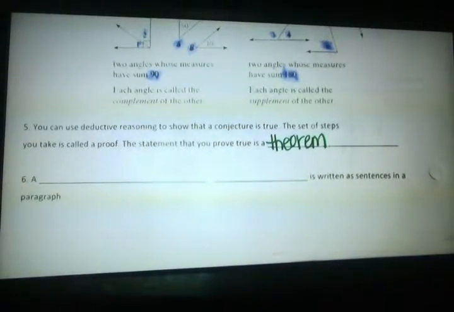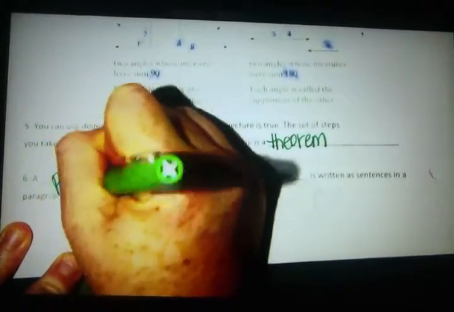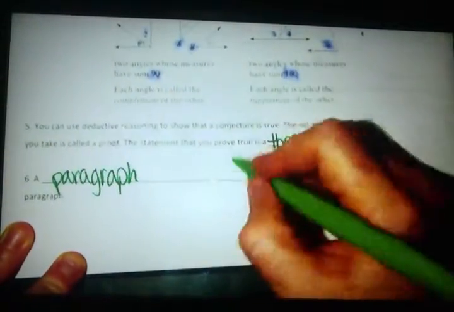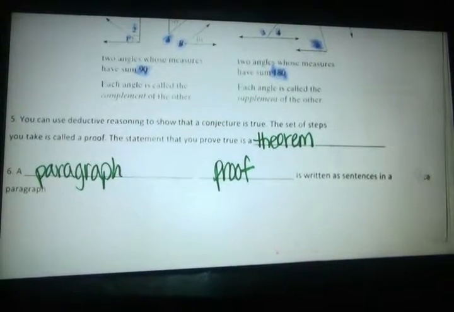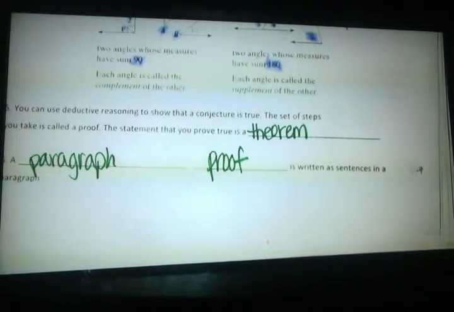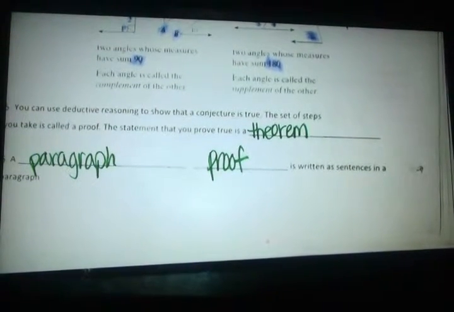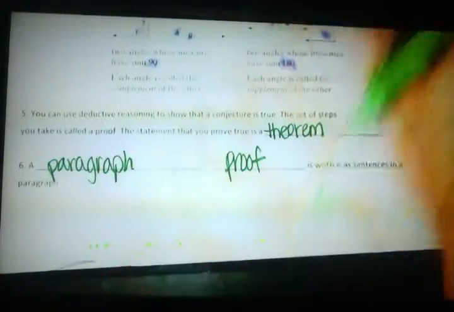Okay, number 6. A paragraph proof is written as sentences in a paragraph. Okay, so today we're going to take proofs like what we learned in 2-4, where we had the work and then the justification, and we're going to put it together in a paragraph to explain what's going on. Alright, so we'll talk more about that. Let's go to the next page. Okay.